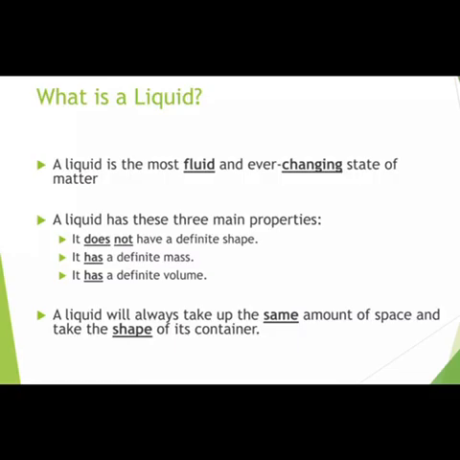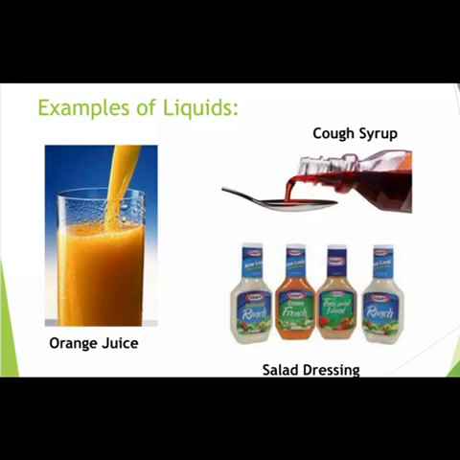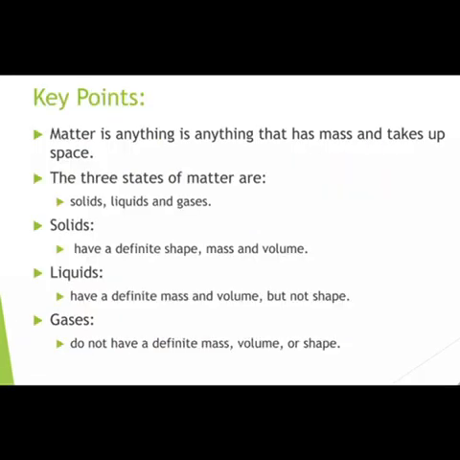But for mass and volume, yes, it has definite mass and volume, simply because the space occupied by the liquid or its mass will not change if you pour it from one container into another. In this photo, we will observe some examples of liquids: orange juice, salad dressings, and cough syrup.